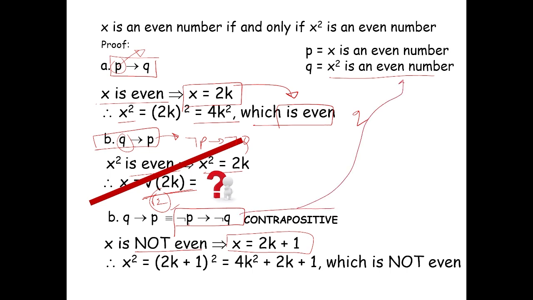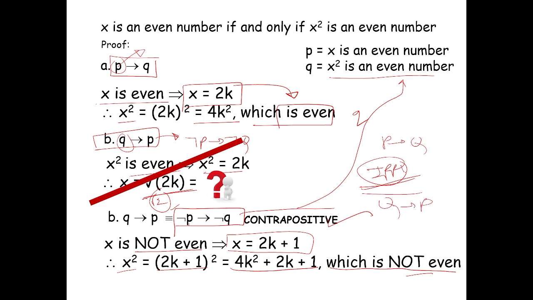Let's just say it again. Contrapositive is if x is not an even number, which means it's an odd number, then x squared is also going to be an odd number. That's the contrapositive. If you prove it, you can prove that Q implies P. So x squared, you can see, is not even, so it's odd. So the contrapositive is proved. So to prove an if and only if statement, you have to prove P implies Q and Q implies P separately. That's when you can prove this.